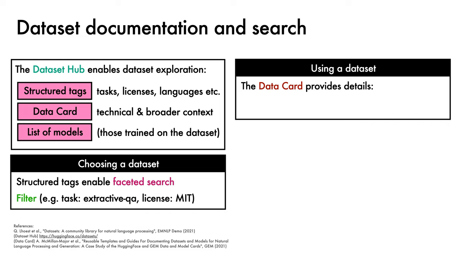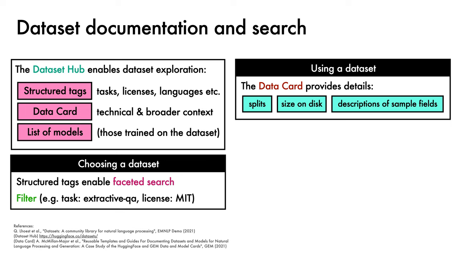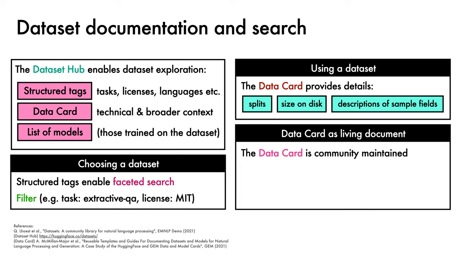For using a dataset, the data card offers details on train, val, and test splits, the size of the data on disk, and text descriptions of sample fields, so you can work out exactly what you want to feed into your model. The data card itself is community maintained and serves as a living document.